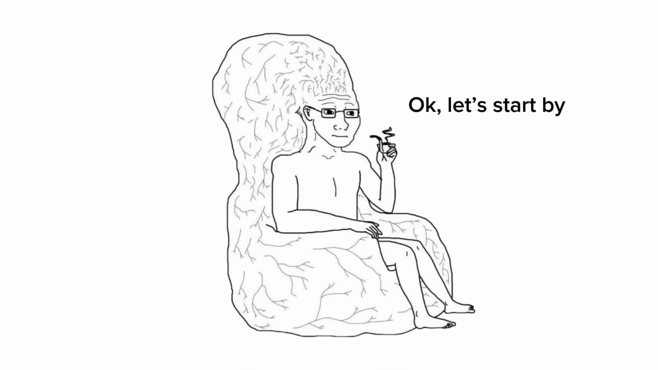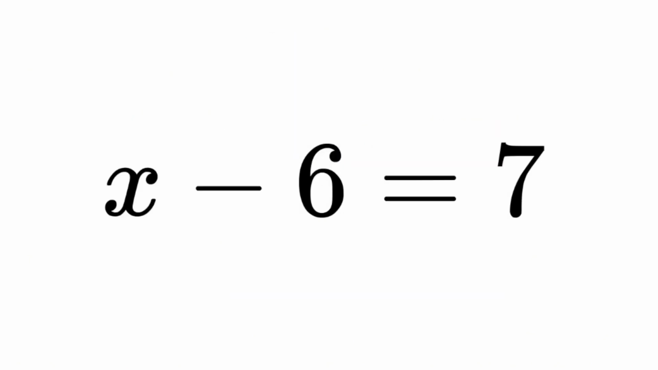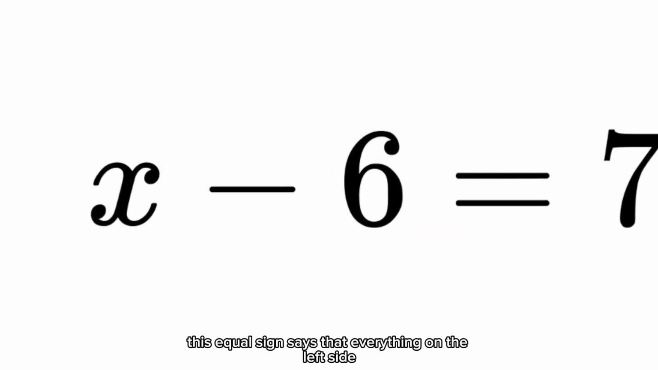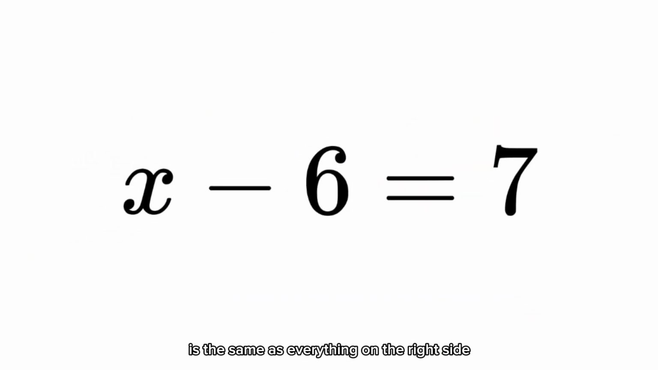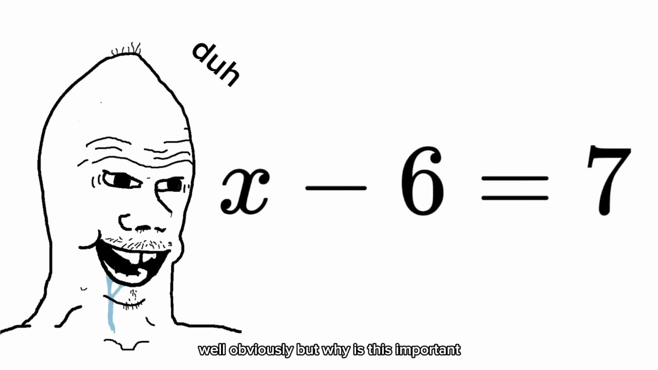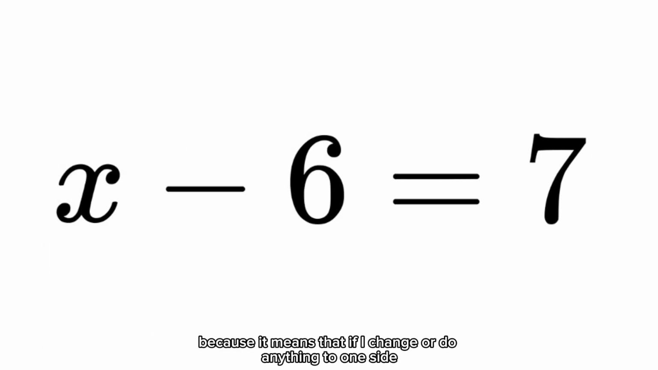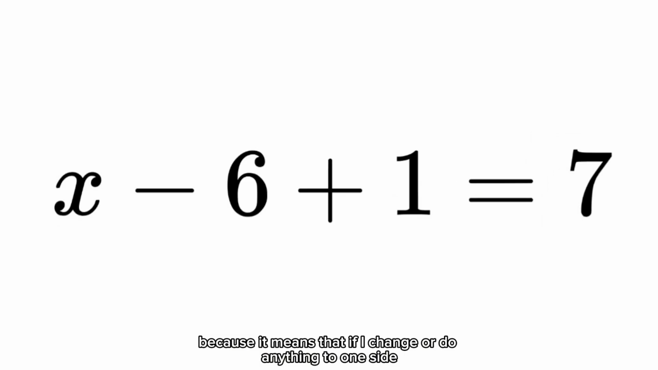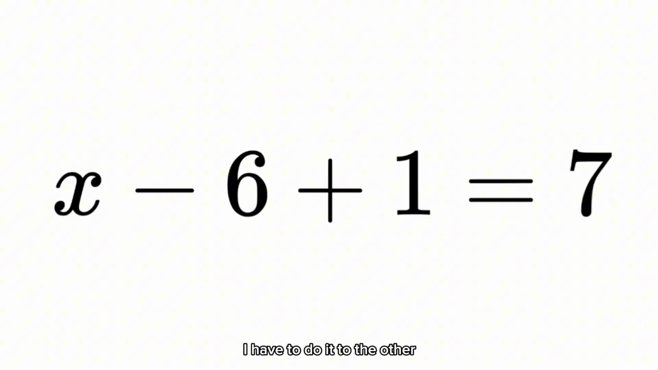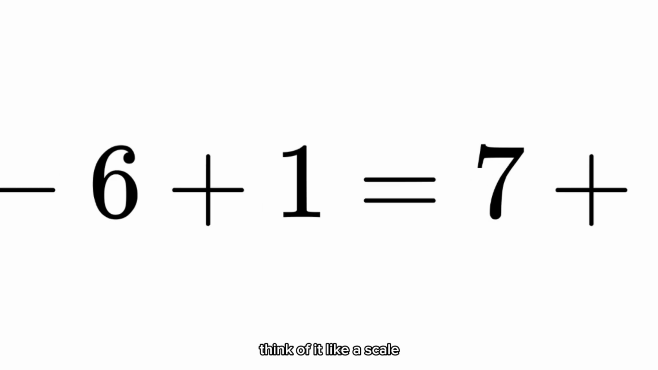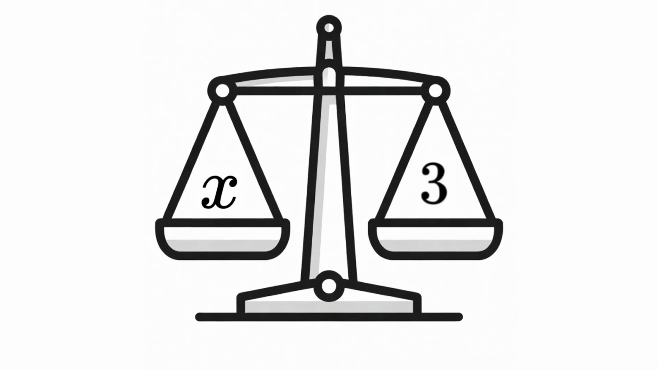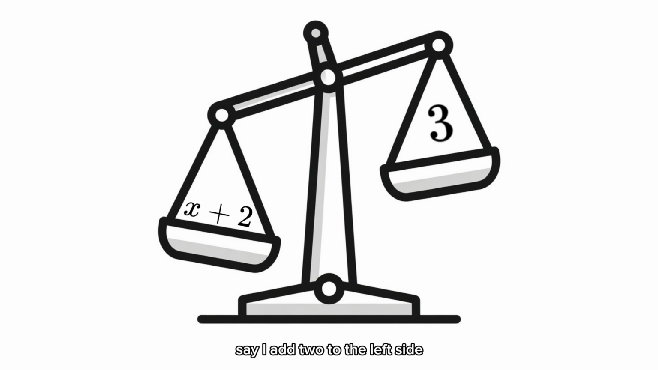Okay, let's start by being clear of what an equation means. This equals sign says that everything on the left side is the same as everything on the right side. Well, obviously, but why is this important? Because it means that if I change or do anything to one side, I have to do it to the other. Think of it like a scale. If I do something here, say I add 2 to the left side, they are now no longer the same, so I have to do it to the other side too.